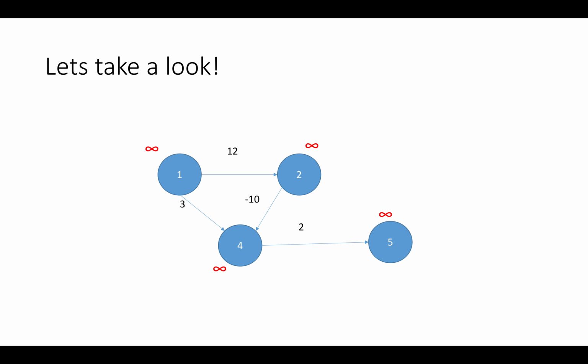So let's just say we have a graph that looks something similar to this. You can see we have our directed edges here, and it's pretty much everything we would normally expect to see in a graph, except you can see one of the edge weights is actually negative here. So we can see to go from 1 to 2, it's going to cost 12. To go from 1 to 3 or 1 to 4, it's going to cost 3. And to go from 2 to 4, it's actually going to cost negative 10.